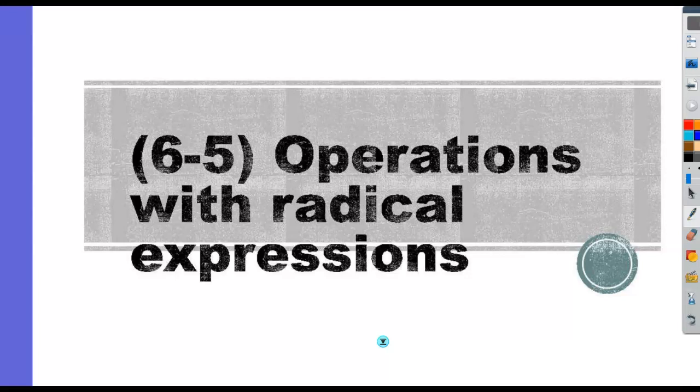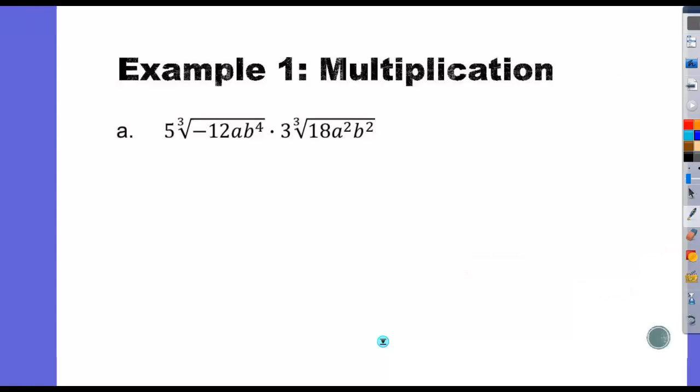Let's get started. So our first example here is multiplication. Whenever we do multiplication, the main thing we want to recognize is that we're going to multiply the outside terms by each other. So 5 times 3. And we also are separately going to multiply the inside terms by each other. So outside times outside, inside times inside.